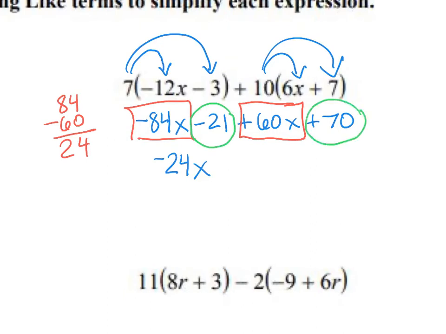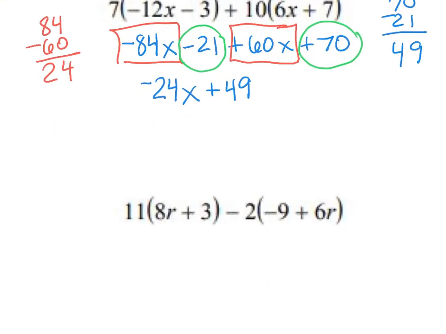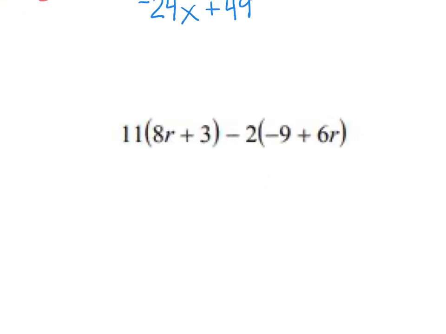-21, positive 70. So 70 minus 21, either on paper or in your head. So you end up with 49. Keep the sign of the bigger number. The bigger number is positive, so it's plus 49. If you need review with integers, please come see me during those check-in times. So now we have this one.